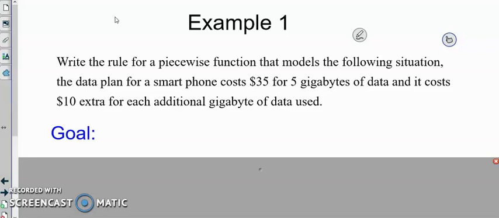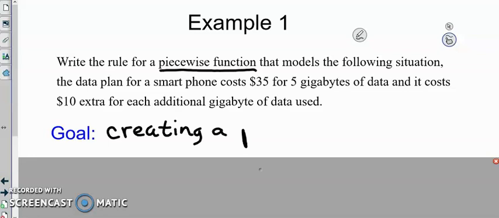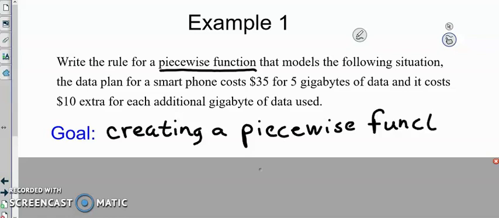All right, let's look at our goal. This problem says to write a rule of a piecewise function. So here we're going to be creating a piecewise function, which is the title of this whole lesson, but we're doing it from a word problem this time instead of the actual graph. So we're creating that piecewise function. That's what it asks for.